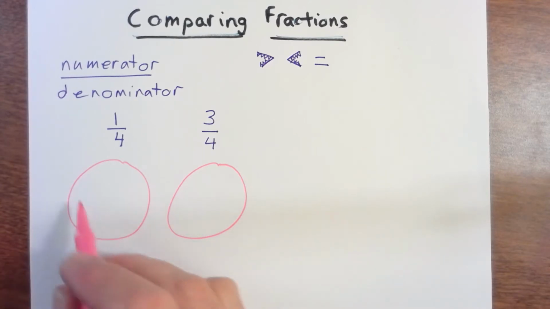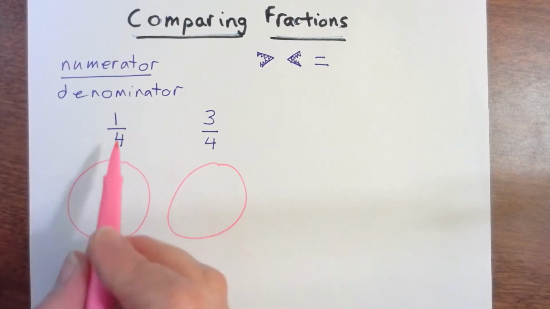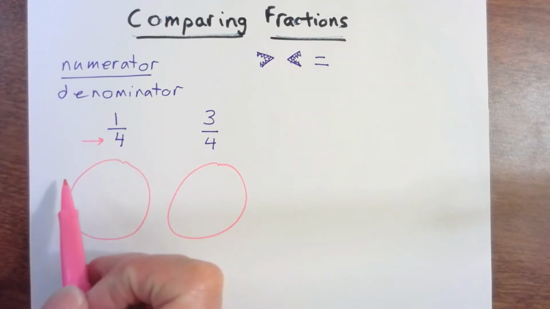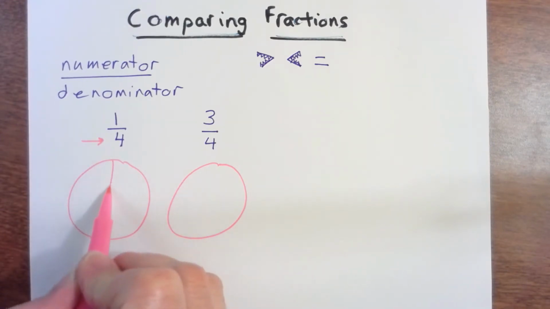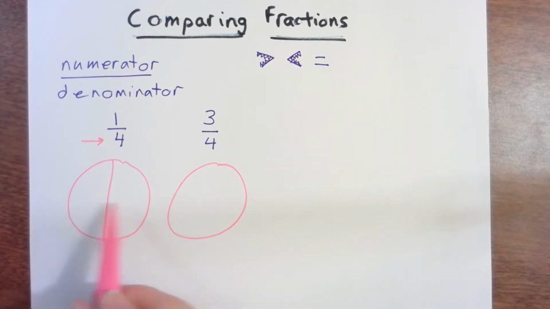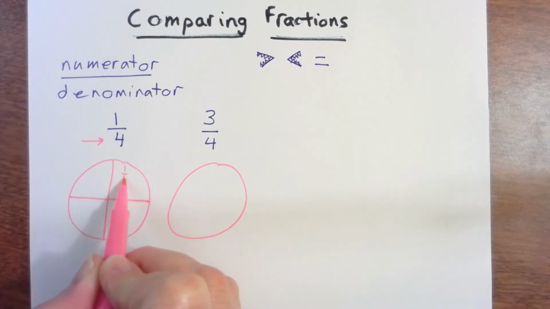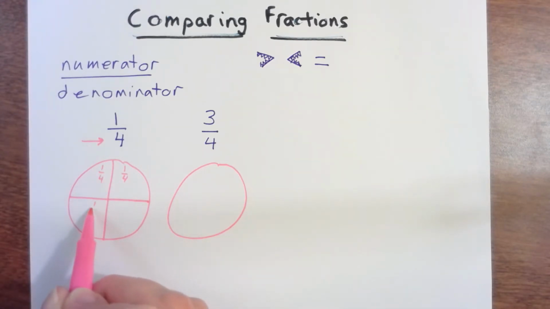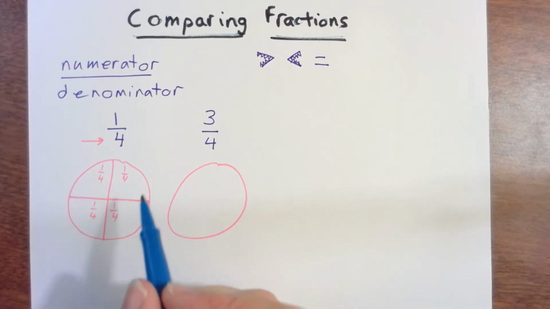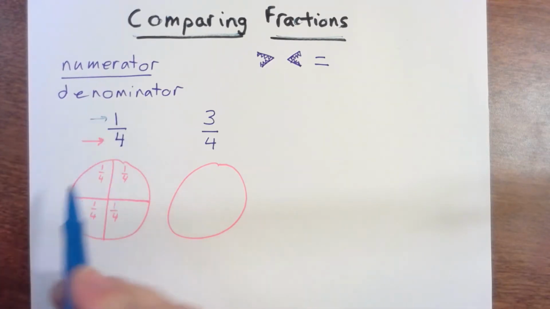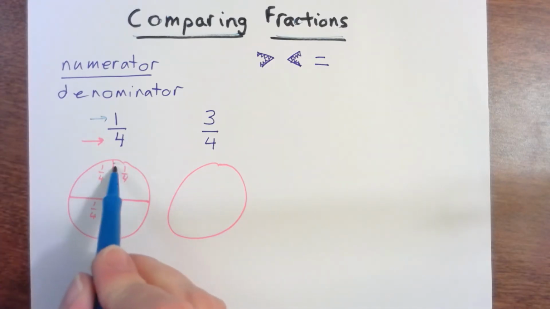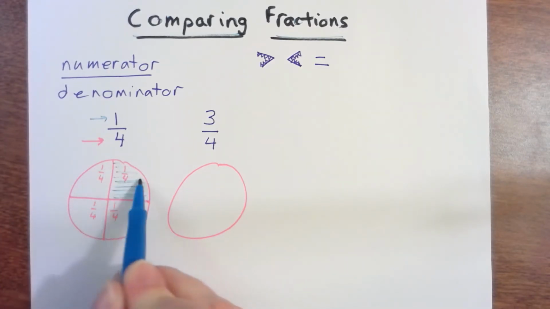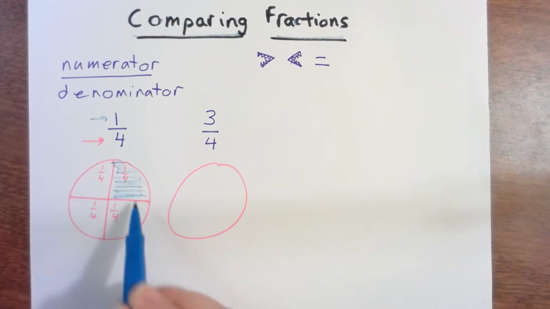Okay, so I need to divide this circle into, the denominator says how many parts? 4 parts. Okay, so first I'm going to split it in half. There's 2 parts here. I divide it again, and now there is 1/4 here, 1/4 here, 1/4 here, and 1/4 here. Okay, so if it's 1/4, the numerator says 1/4, that means it's 1 part of the whole.